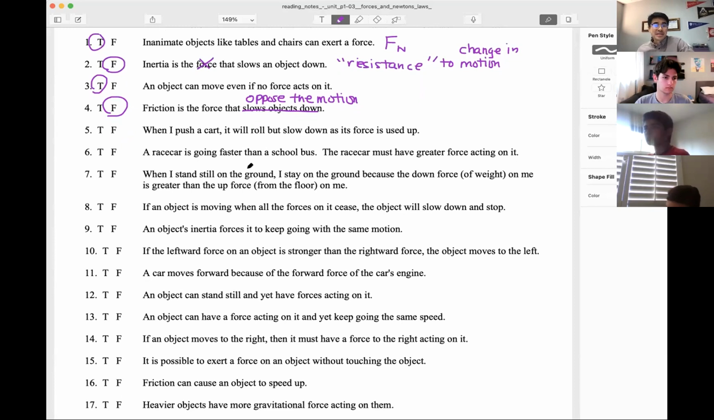Number 5, when I push a cart, it will roll but slow down as the force is used up. What'd you say, Bronson? F. F, why F? Because it should move at the first. Something's wrong with your mic. It sounds like you're a robot. I don't know if you have headphones or something.